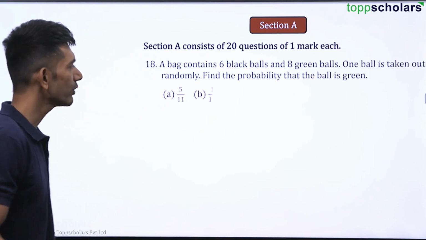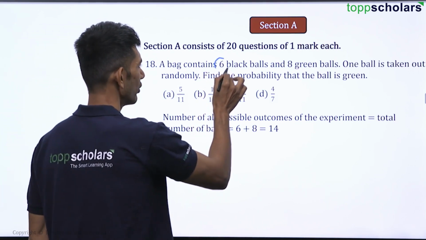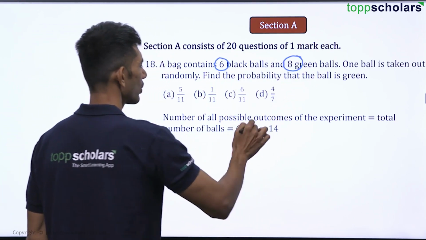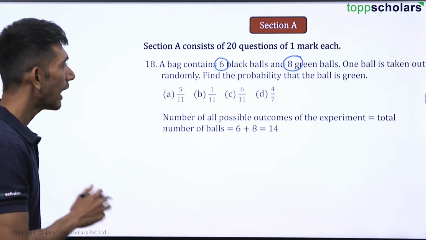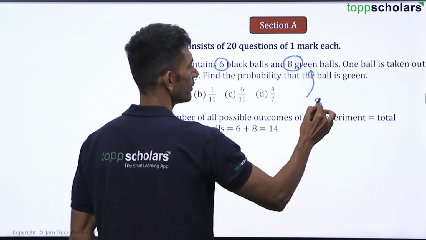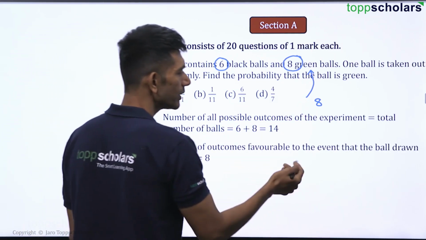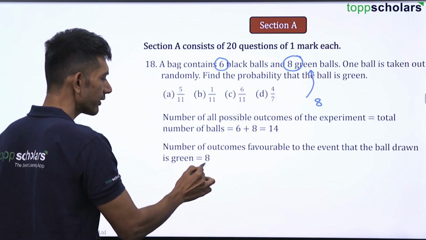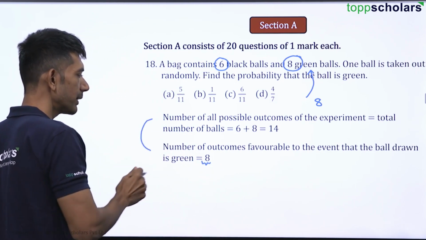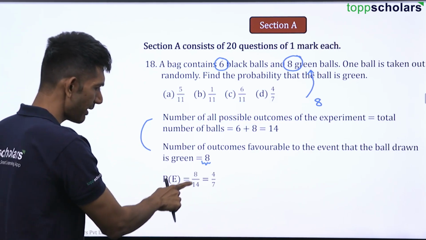Very simple. Firstly, we need to find out the total number of balls. So 6 black balls, 8 green balls. Total number of balls are going to be 14. Out of 14, how many green balls are there? 8 green balls are there. So the number of outcomes favorable to the event that a ball drawn is green is equal to 8. So what will be the probability? Favorable outcomes to total outcomes, that is 8 by 14.